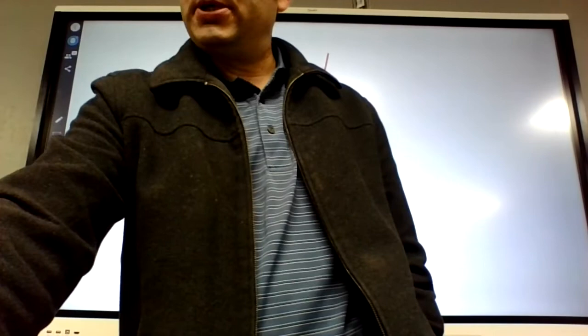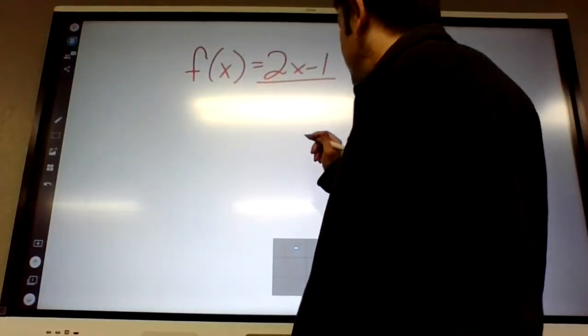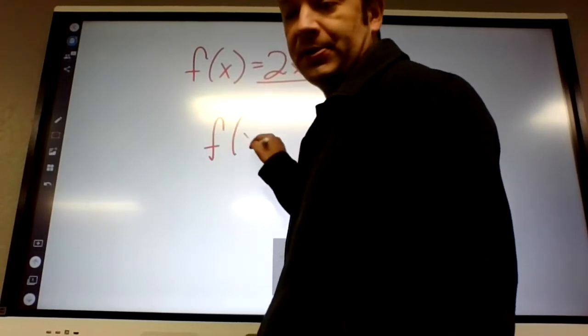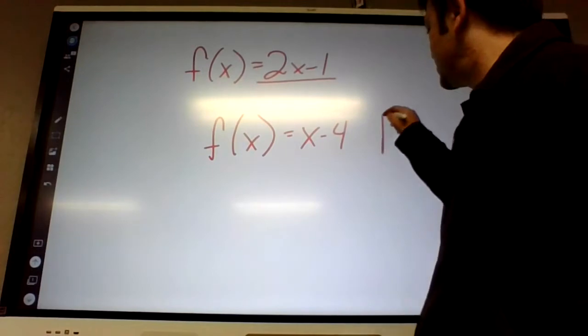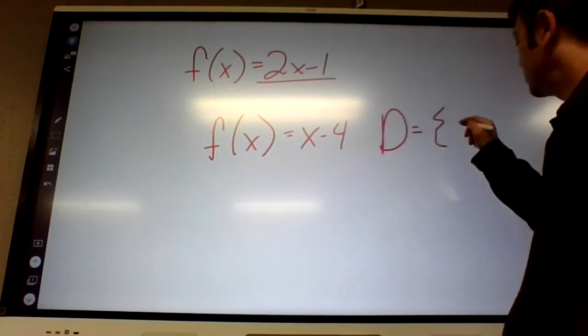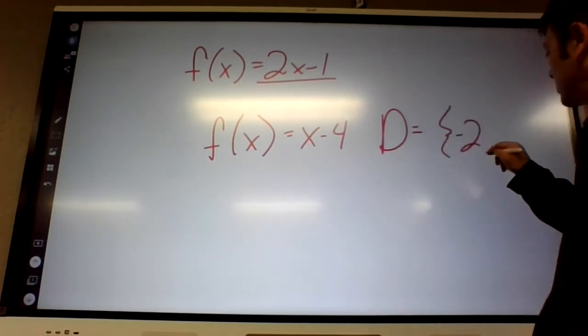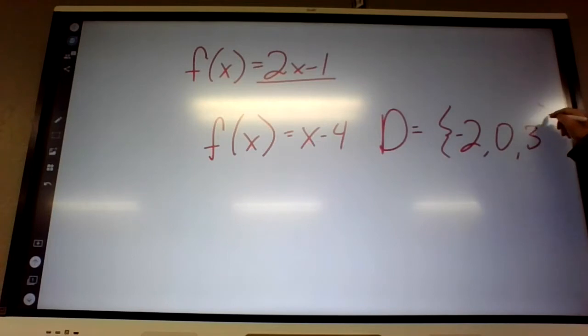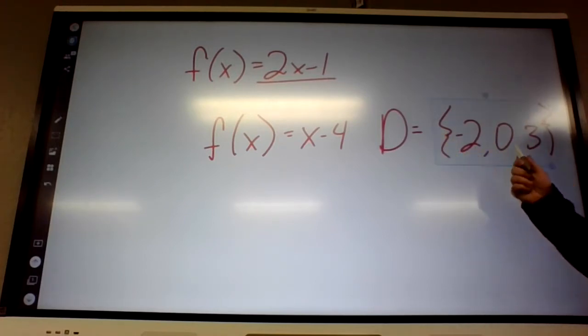On number 1, it does give us a domain though. So it says f of x equals x minus 4. Then it says d equals negative 2, 0, 3. What do you think d equals negative 2, 0, 3 means? Domain, the x-axis. This means this is what they want us to put in for x.